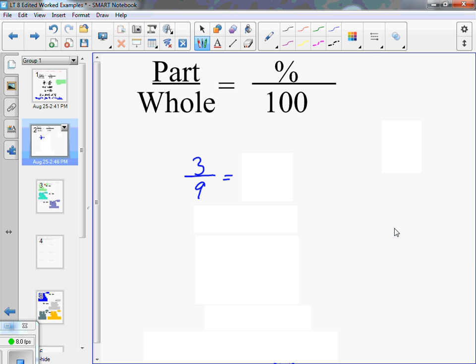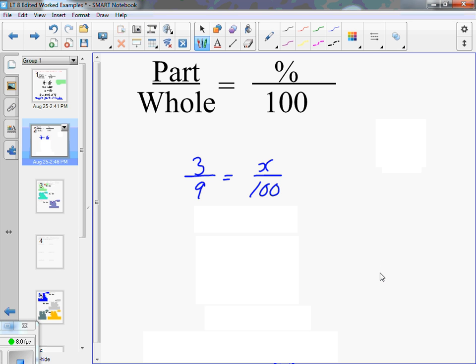I want to know what percent 3 is of 9. Now, some of you already know the answer to this one, and if you do, don't say anything. But if I want to know, I got 3 out of 9 on the test, what percent did I get? So the part, the number I got right, to the whole, the number I could have gotten right, equals the percent, which is what I don't know, over 100. Does that seem to you like a reasonable way to set this proportion up?